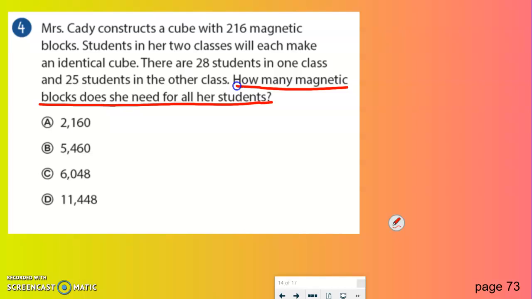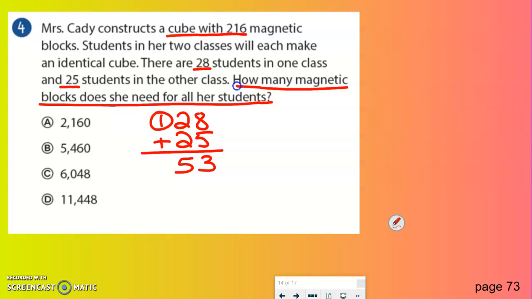So that means our first step is to find out, well, how many students are there? Well, one class has 28 students and one class has 25 students. So to find out how many students there are, we need to add these two together. So first step is 53 students. So each student's going to be able to make a cube, but every cube has 216 magnetic blocks. So we have 216 magnetic blocks for all 53 students. So our second step is going to be multiplication. Make sure you're writing this in your book on page 73.